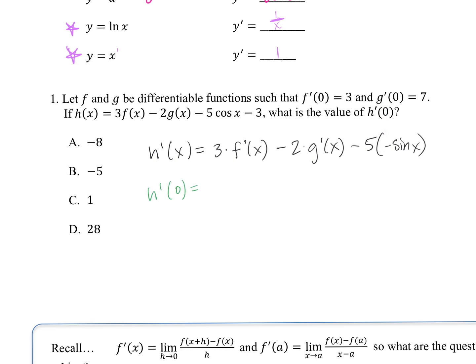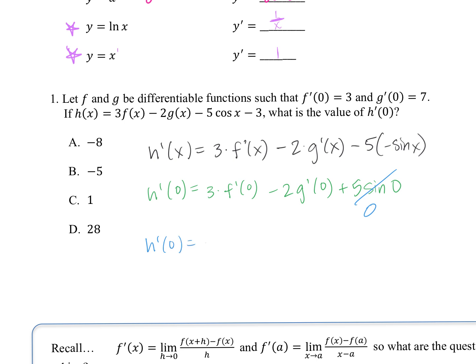h prime of 0 is going to be 3 times f prime of 0, minus 2 times g prime of 0. Ooh, I'm going to do plus 5 times the sine of 0. Sine at 0, 0 radians. Sine, what's the y coordinate? 0. So this whole thing is going to be 0.